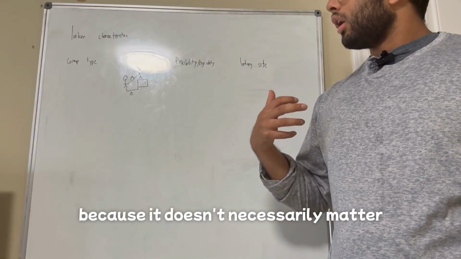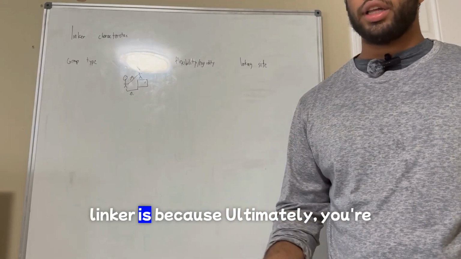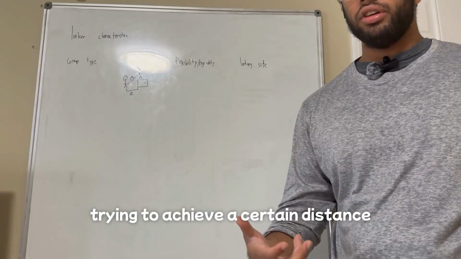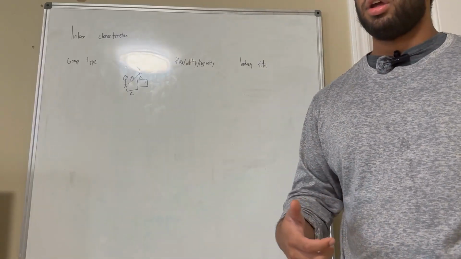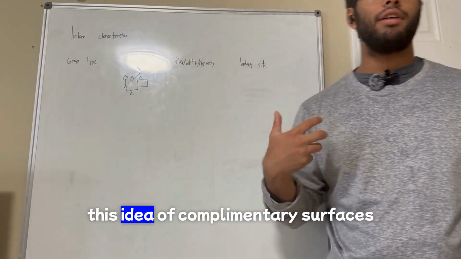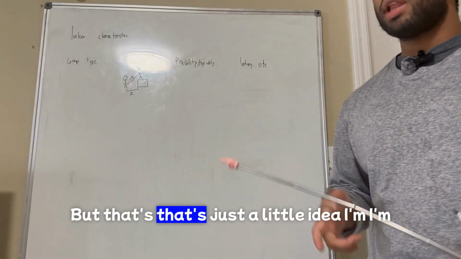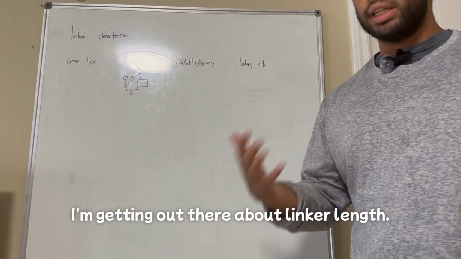It doesn't necessarily matter how long the linker is, because ultimately you're trying to achieve a certain distance between your protein of interest and your E3 ligase. There's always going to be protein-protein surface interaction for this idea of complementary surfaces, which we talked about last video. But that's just a little idea I'm getting out there about linker length.